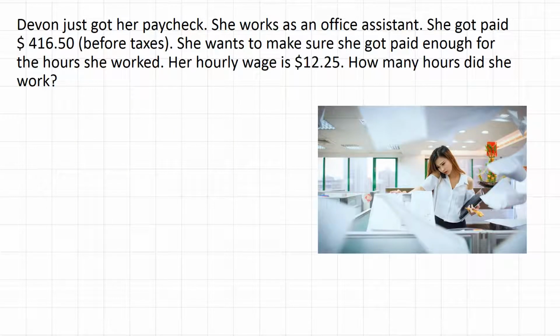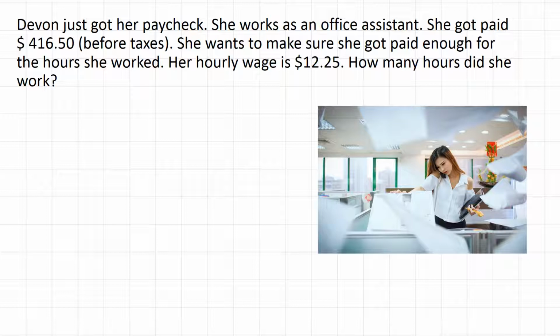So let's take a look at Devon. Devon just got her paycheck. She works as an office assistant. It looks like she does some photocopying and filing from the picture. And she wants to make sure that they've paid her for all the hours she's worked. She knows she gets paid $12.25 an hour. And now we're going to do the calculation to check that.